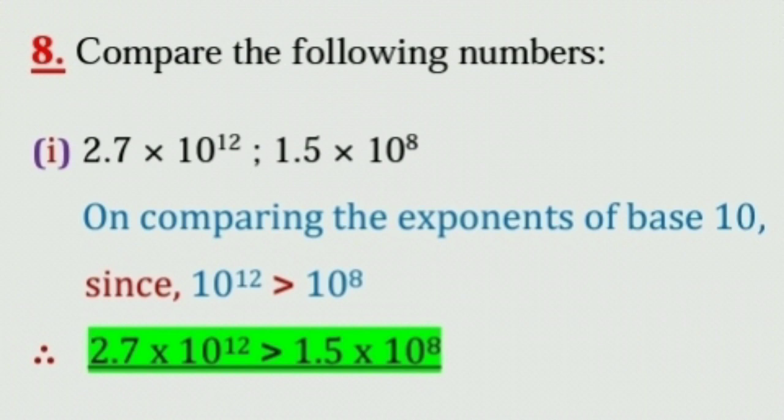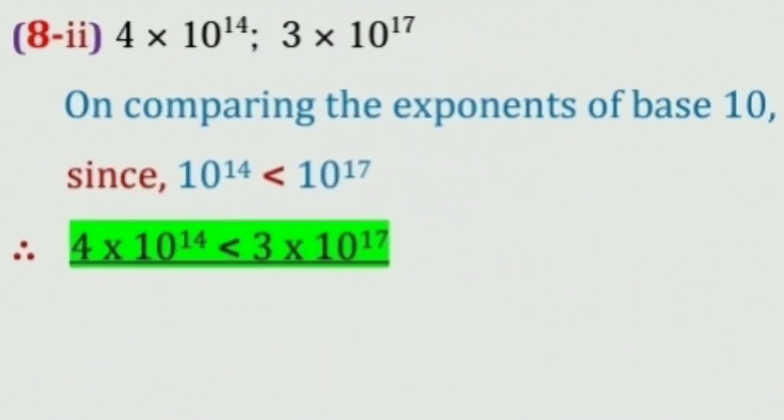Sum number 8. Compare the following numbers. First one, 2.7 into 10 to the power 12 and 1.5 into 10 to the power 8. On comparing the exponents of base 10, since 10 to the power 12 is greater than 10 to the power 8, therefore 2.7 into 10 to the power 12 is greater than 1.5 into 10 to the power 8. Now second one, 4 into 10 to the power 14 and 3 into 10 to the power 17. Since 10 to the power 14 is less than 10 to the power 17, therefore 4 into 10 to the power 14 is less than 3 into 10 to the power 17. It's clear, everyone? Very good.